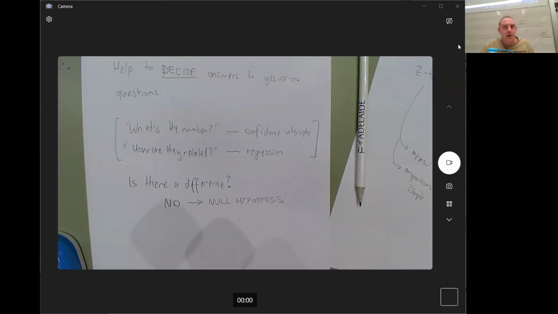Is there a difference between the numerical outcomes in these two different situations? And the answer no would be the null hypothesis. Does this measurement make a difference to this measurement? And the answer no would be the null hypothesis. That's usually, if you can pitch your question in your mind as, is there a difference? Then the no answer goes with null hypothesis. And null means nothing in Latin. And so that's why it goes with the no answer in this context.